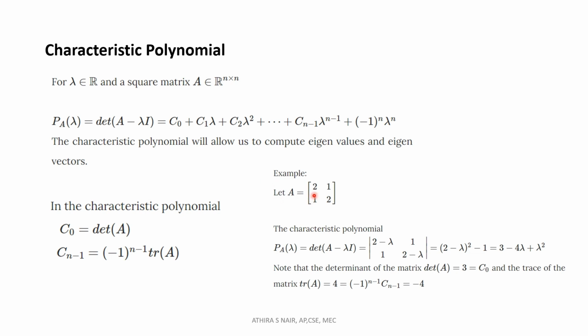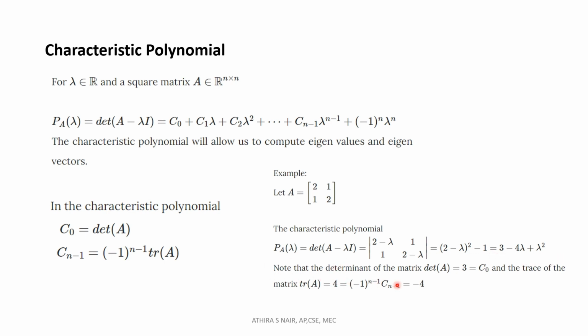Let A be the matrix 2, 1, 1, 2. The characteristic polynomial p_A of lambda is equal to the determinant of A minus lambda I, which is equal to the determinant of 2 minus lambda, 1, 1, and 2 minus lambda. This is equal to (2 minus lambda) the whole squared minus 1, which is 2 squared minus 4 lambda plus lambda squared, minus 1, which is equal to 3 minus 4 lambda plus lambda squared.